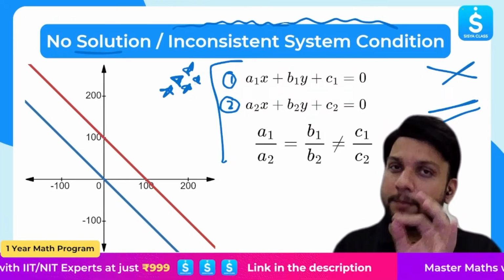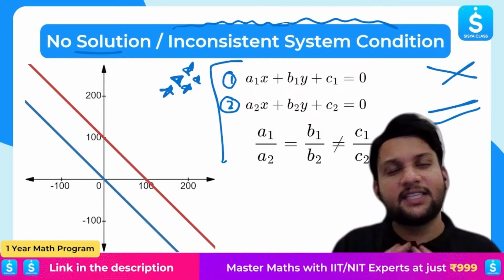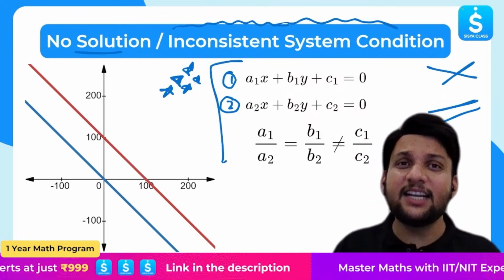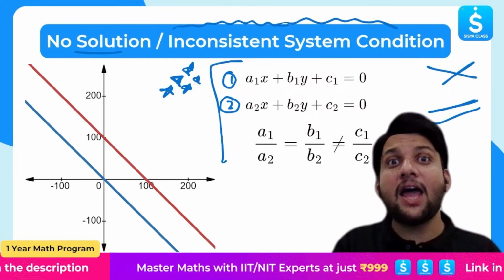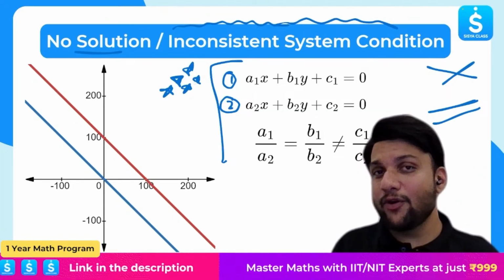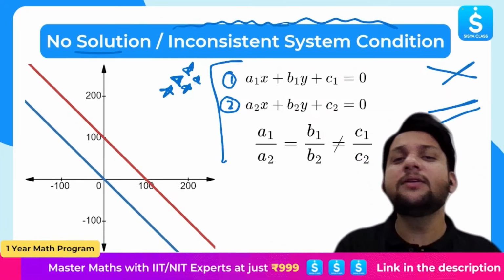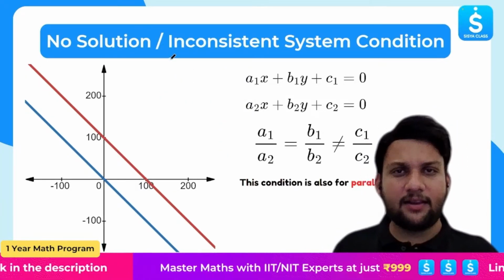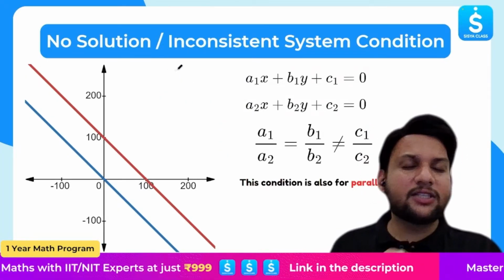A1 over A2 should be equal to B1 over B2 should be equal to C1 over C2. That's the third condition, that is no solution, inconsistent, or we say the lines are parallel. The condition is A1 over A2 is equal to B1 over B2, but it is not equal to C1 over C2. And this condition is also for parallel lines. Clear? We'll be doing some more examples.